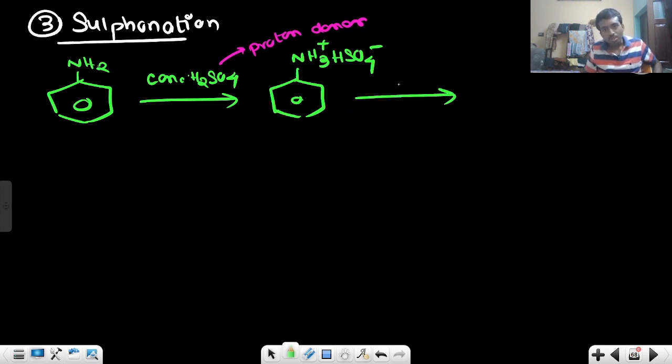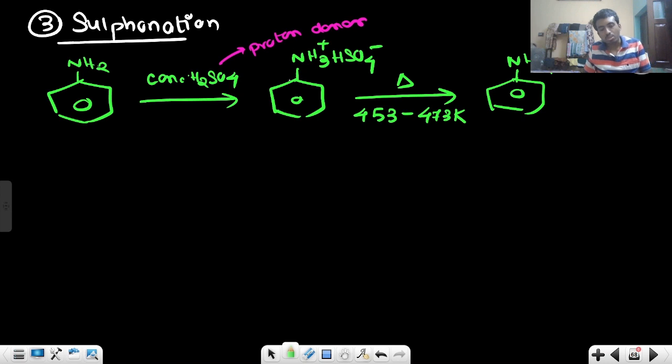This thing, if I am heating at 453 to 473 Kelvin, then I get this product, that is NH2. This part is here, NH2. SO3H is the group that is supposed to come from sulfonic acid, so that will come over here, SO3H.